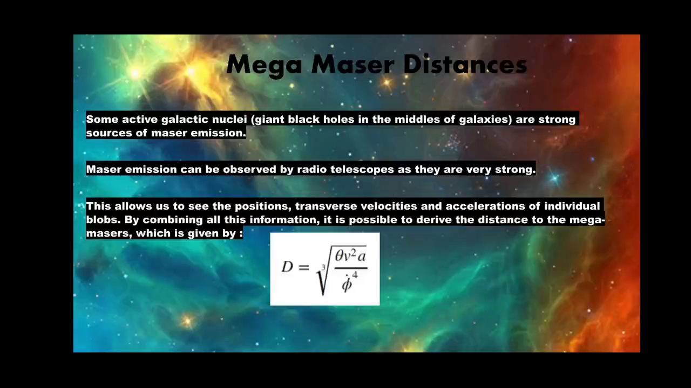By combining all this information, it is possible to derive the distance to the megamasers using only geometry and the laws of gravitation. To do this, we need to observe at least one gas blob off to the side of the disk and measure how far it appears to be from the black hole, and from the Doppler effect, its velocity v. We also need to observe some blobs in front of the black hole and measure their apparent transverse velocity, phi dot, and their acceleration a. Combining these, we get a distance given by the equation as shown.